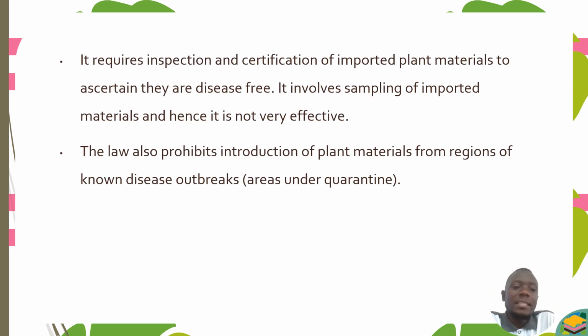The legislative method requires inspection and certification of imported plant material to ascertain they are disease free. It involves sampling of imported materials, and hence it is not very effective. Just a sample is the one which is inspected. Therefore, because of that, it's not very effective. The law also prohibits the introduction of plant materials from regions of known disease outbreaks. The law does not allow importing plant materials from those regions.